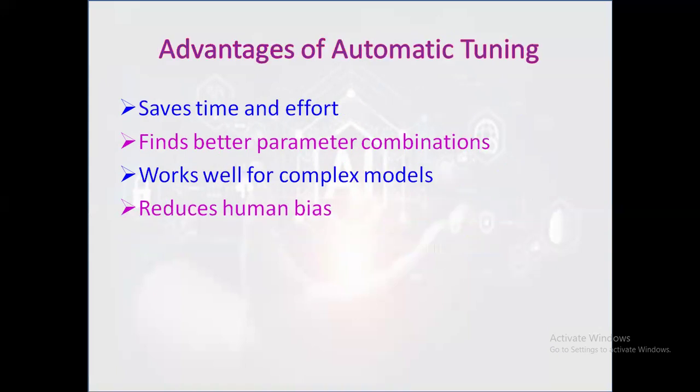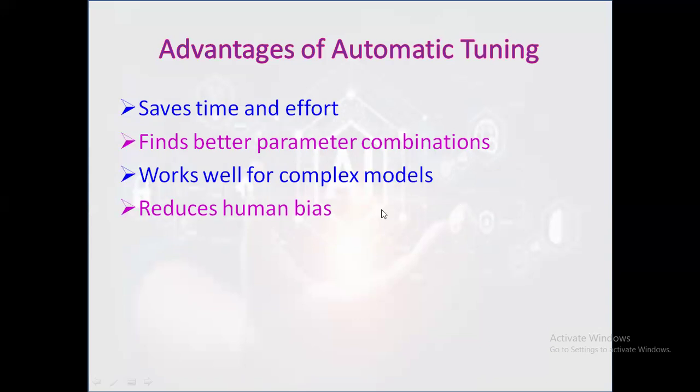Advantages of automatic tuning. It saves time and effort. Automatic tuning, as we all know, eliminates much of the manual experimentation process, allowing researchers to focus on model design and interpretation. Next, it finds better parameter combinations because it explores many possibilities systematically. Automatic tuning often discovers configurations that humans might overlook, and it works well for complex models. Deep learning models with many hyperparameters benefit greatly from automated search methods.